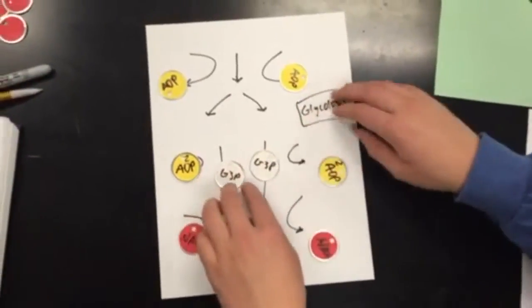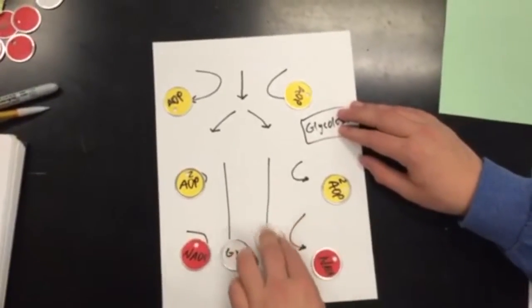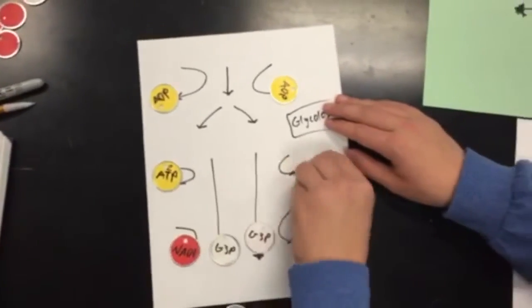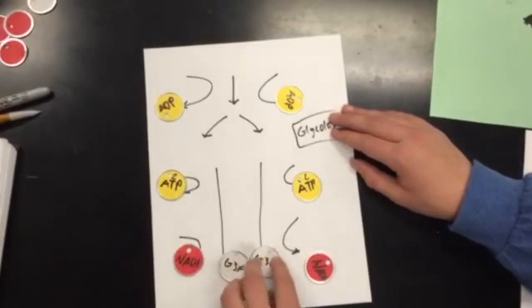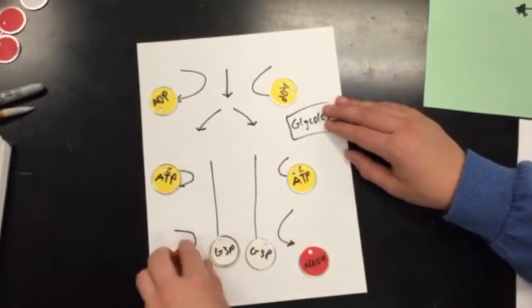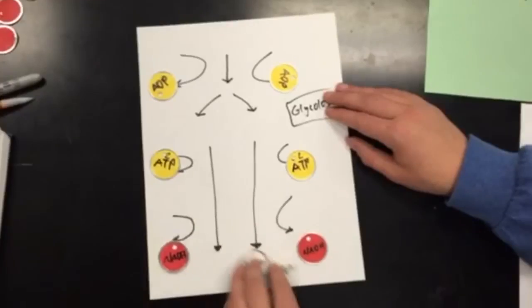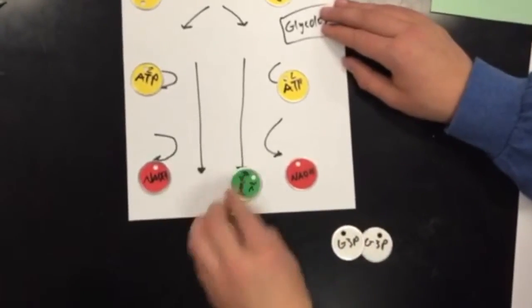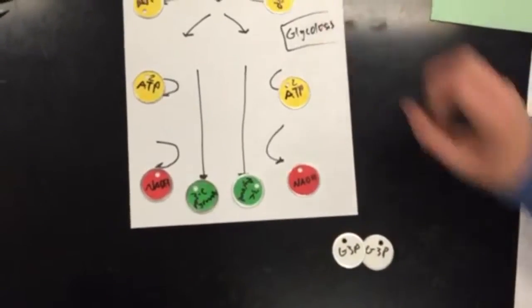With the help of hydrogen ions and electrons, the NAD plus is transferred into NADH molecules. Next, the two G3P molecules are broken into pyruvate, a 3-carbon molecule. While that is happening, 4 ATP is also produced.